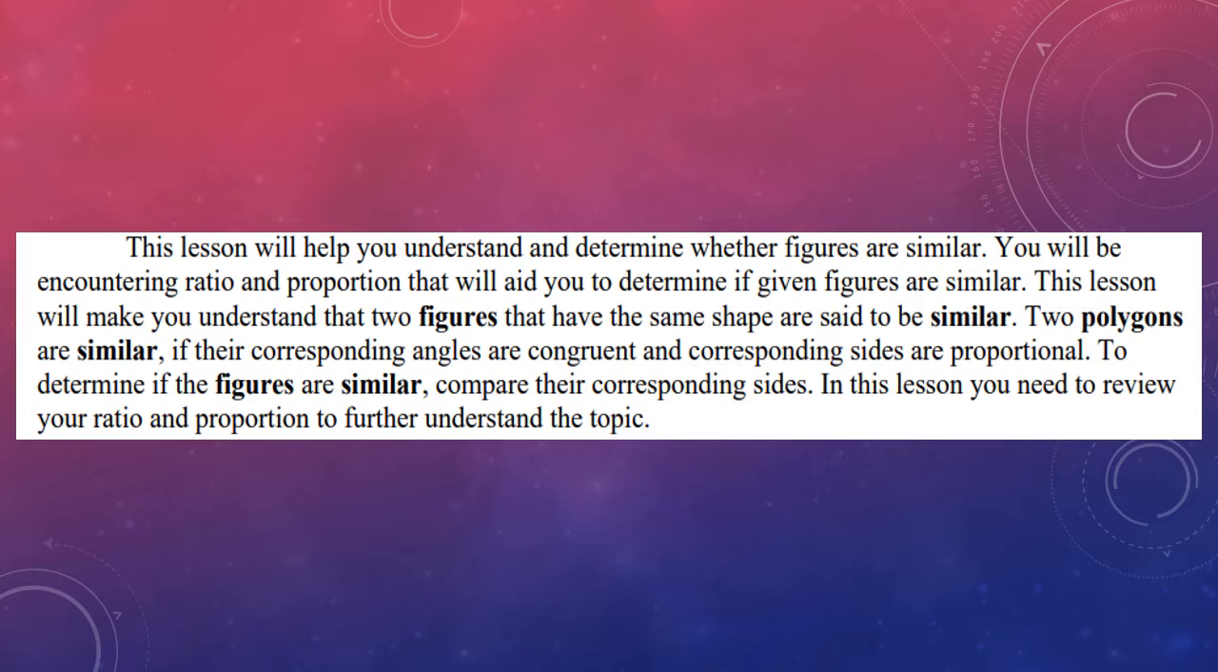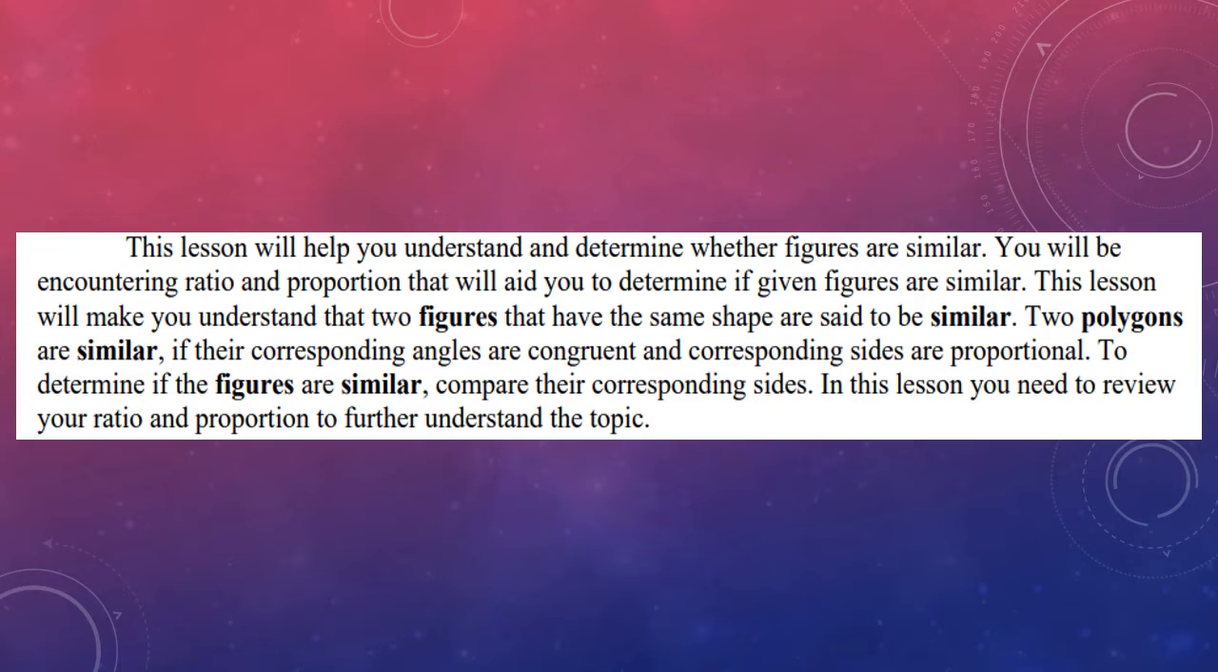Two polygons are similar if their corresponding angles are congruent and corresponding sides are proportional. So again, two polygons are similar if their corresponding angles are congruent and corresponding sides are proportional. To determine if the figures are similar, compare their corresponding sides, and in this lesson, you need to review your ratio and proportion to further understand the topic.